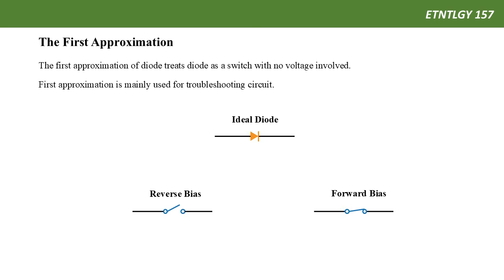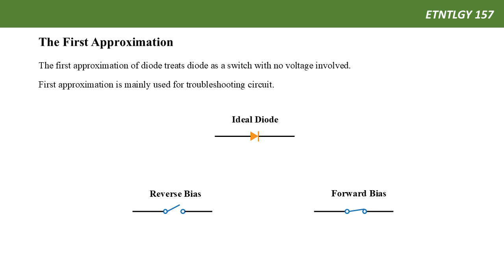The first approximation of a diode treats the diode as a switch with no voltage involved. The first approximation is mainly used for troubleshooting circuits. We already learned the schematic symbol of a diode, and here we see that symbol. The two symbols below the schematic symbol show the equivalent models.